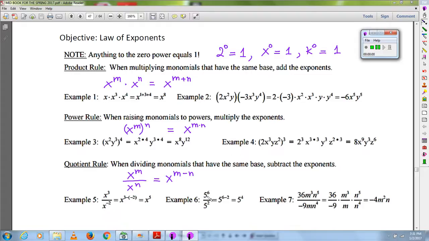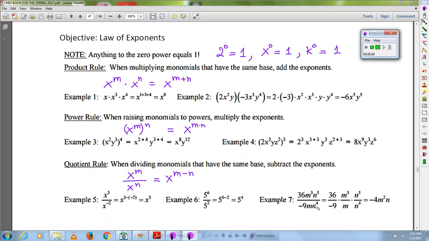And let's look at example 6. You have 5 to the power 6 divided by 5 to the power 2. Again, you have the same base, which is 5, and the exponents are 6 and 2. When you divide monomials that have the same base, you subtract the exponents. So keep the base 5 and subtract the exponents. 6 minus 2 will be 4. So you end up with 5 to the power 4.